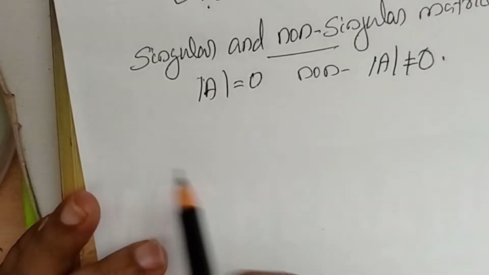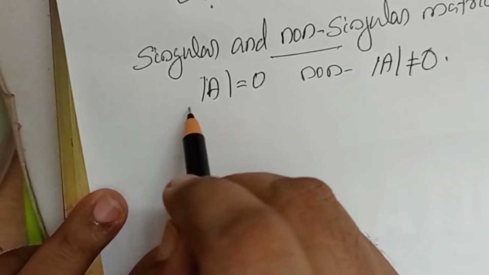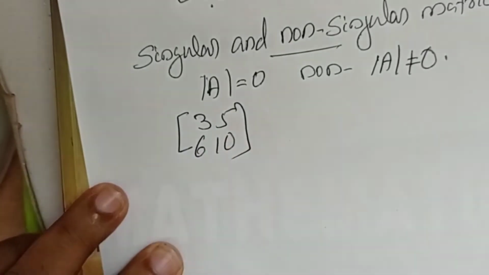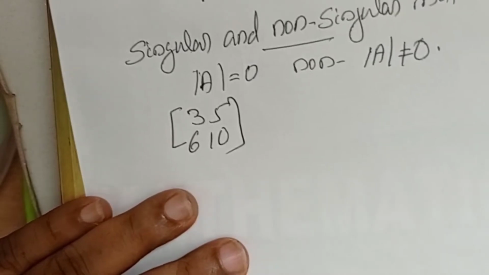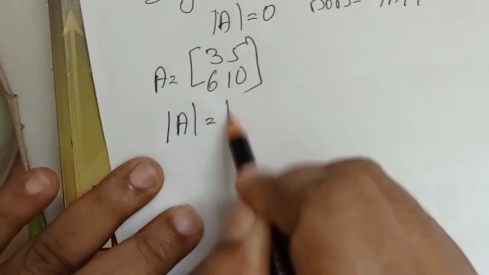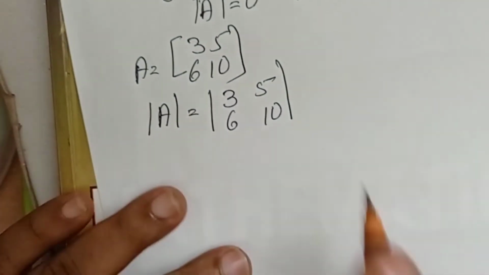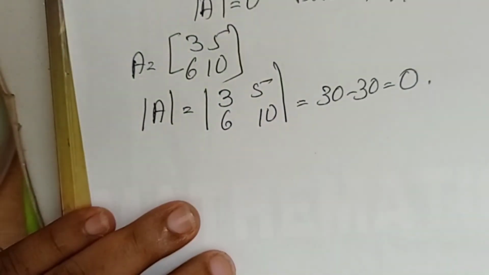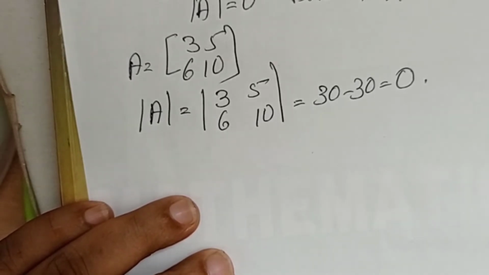Verify the result. Show that the matrix 3, 5, 6, 10 is singular. Yes, we can write this matrix as determinant A. Determinant A is the determinant 3, 5, 6, 10. What is the value of the determinant? 30 minus 30, that is equal to 0. That means it is singular. Then next question.